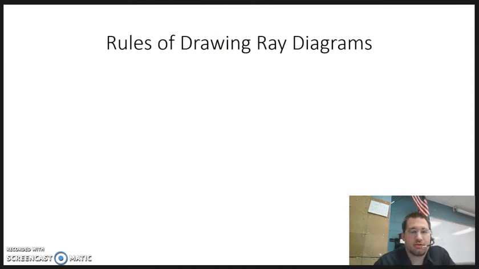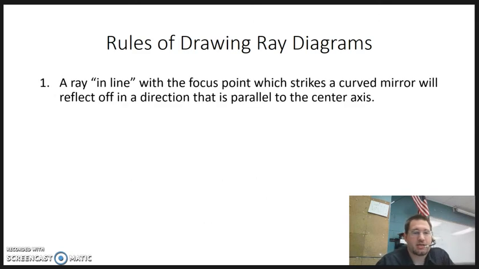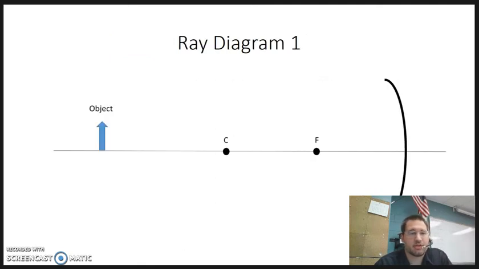Now, the rules for our ray diagrams, we'll take them through one by one. A ray that is in line with the focus point, which strikes the curved mirror, will reflect off in a direction that is parallel to the center axis. So let's see what this kind of looks like. So we've got our object, our initial setup right here. So we'll take this example first.